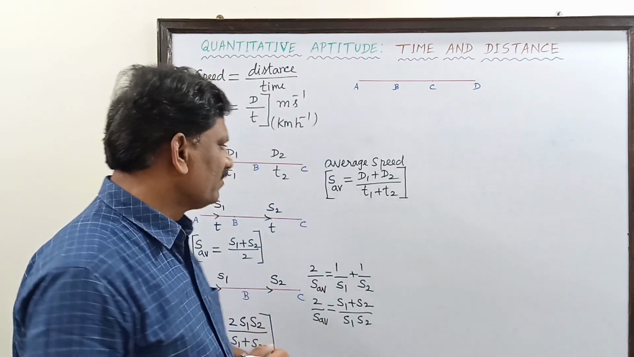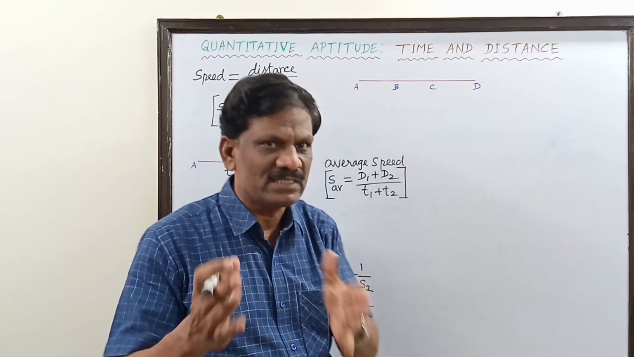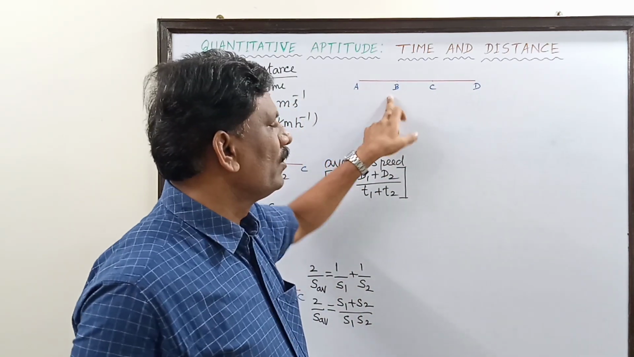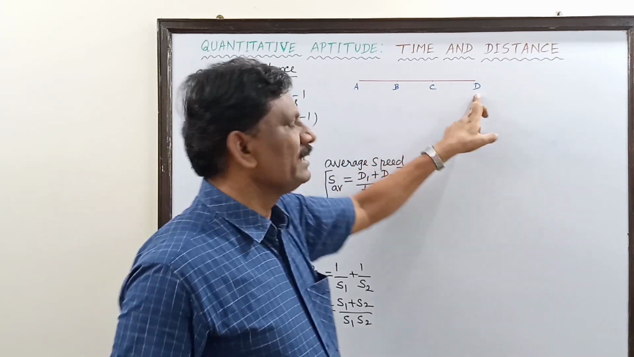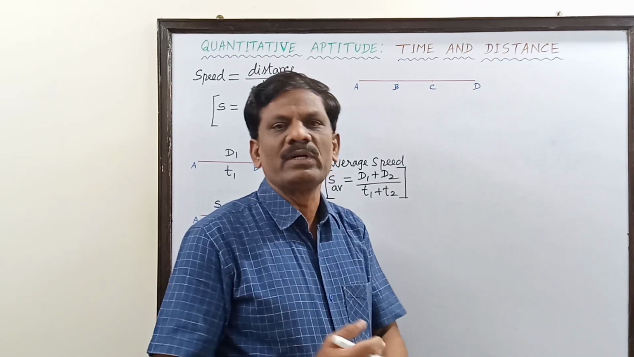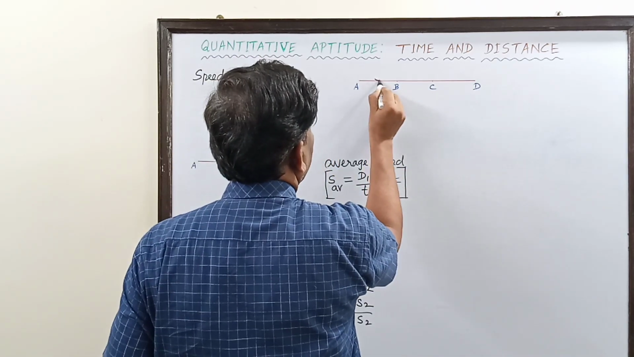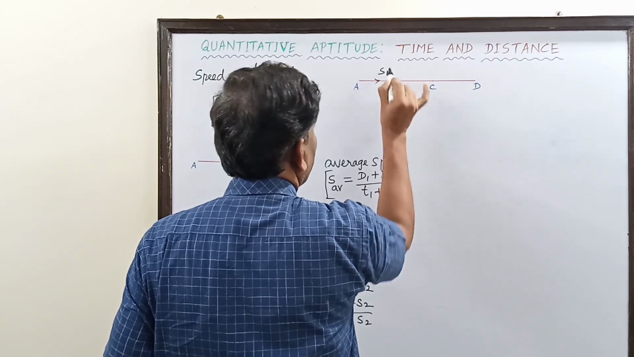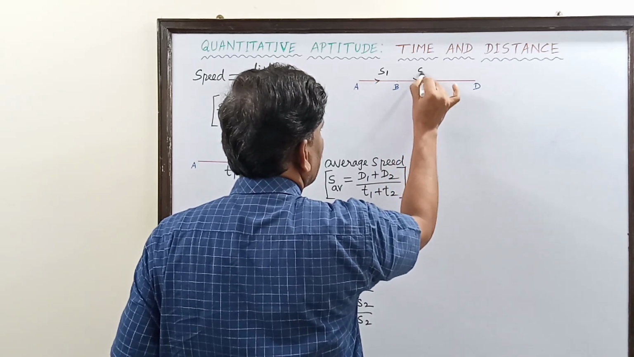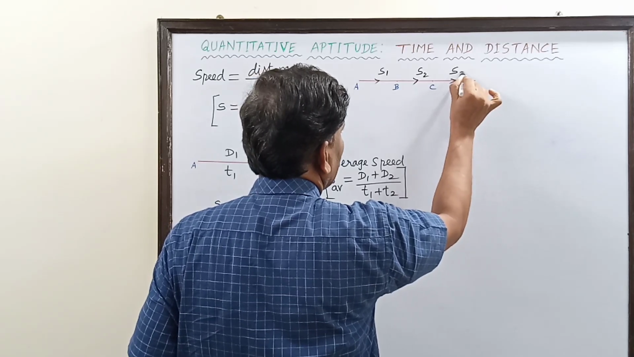Okay, a little ahead of this, let us divide the total path into 3 equal parts. So AB is equal to BC and BC is equal to CD, and each portion is 1/3 of the total distance. And let us take that from A to B, the body is traveling at a speed S1, B to C, the speed is S2, and C to D, the speed is S3.